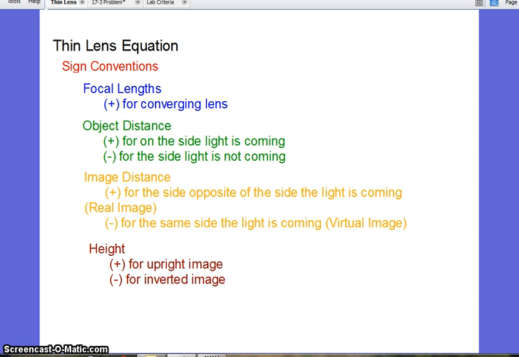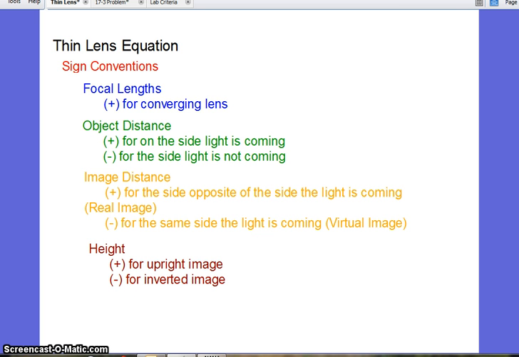The object distance is going to be positive if the object is on the same side as the light source. It's going to be negative if it's on the opposite side of the light source. And so for most of everything that we do here, we're going to have a positive object distance. Very seldom do you ever have a negative object distance. If we look at the diagram, if the object is over here, it would be positive, and if the object would be over here, it would be negative. Well, we always draw our objects on this side here, on the same side that the light is coming from.